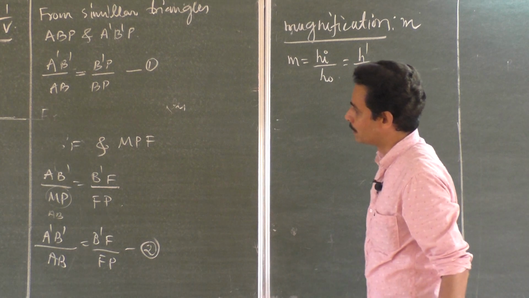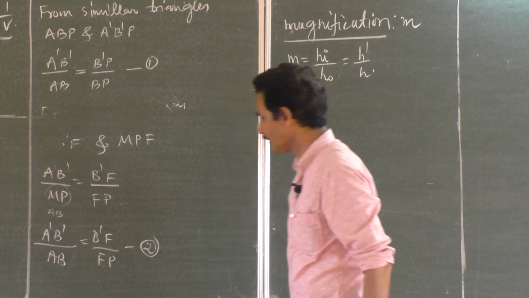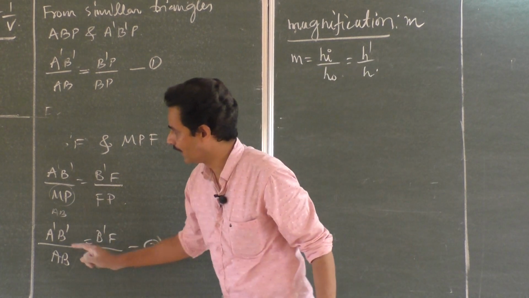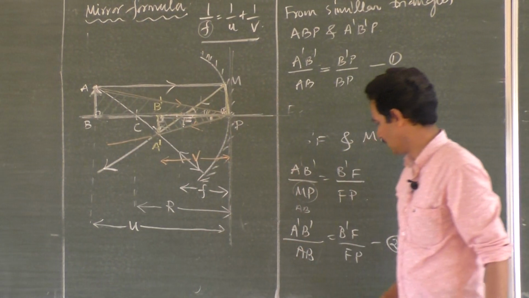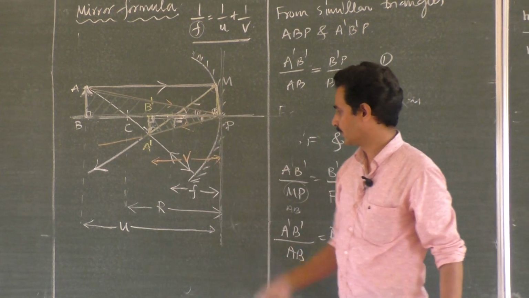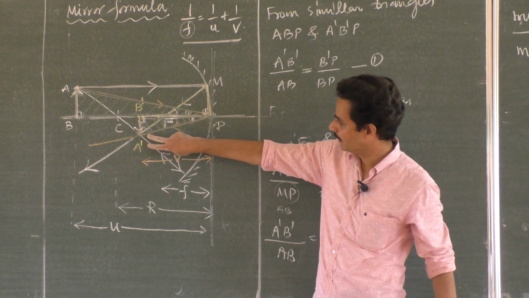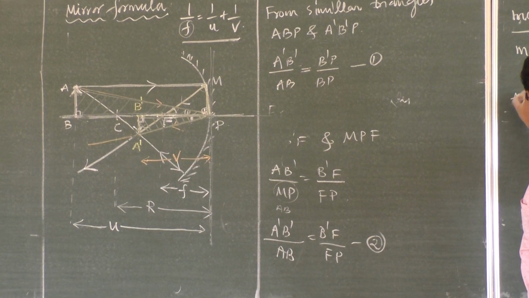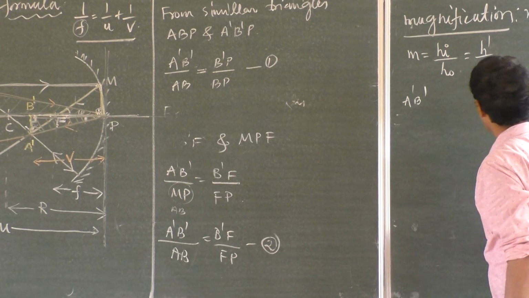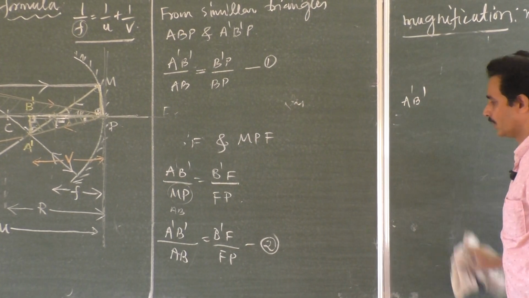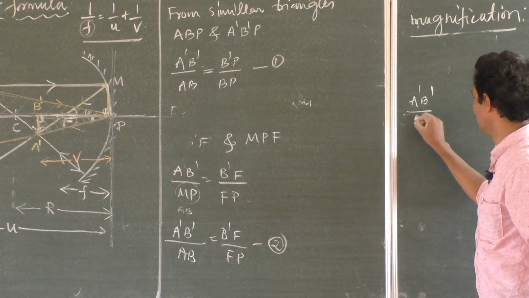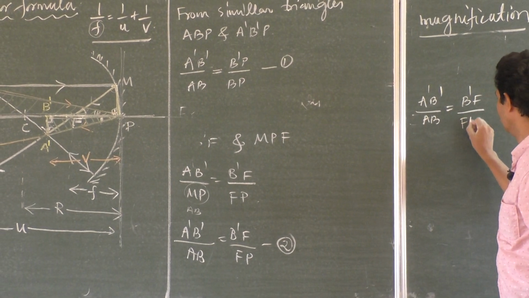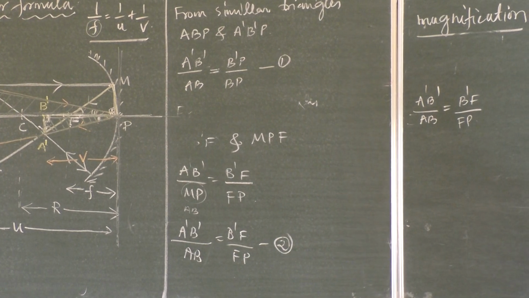Right. From equation 2, A dash B dash by AB. What is A dash B dash? It is the height of the image. What is AB? Height of the object. But the image is below the principal axis. So when I write it, A dash B dash, I will write the equation again. A dash B dash by AB is equal to B dash F by FP. I would write this now.